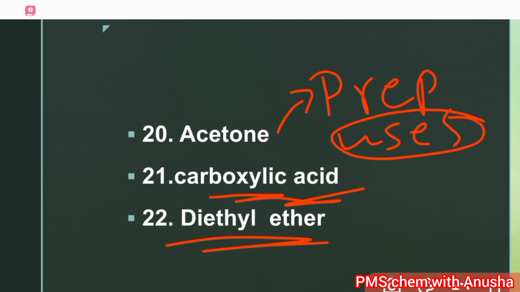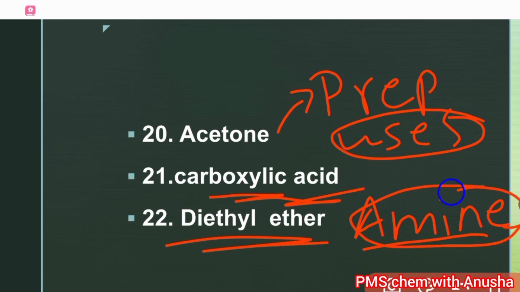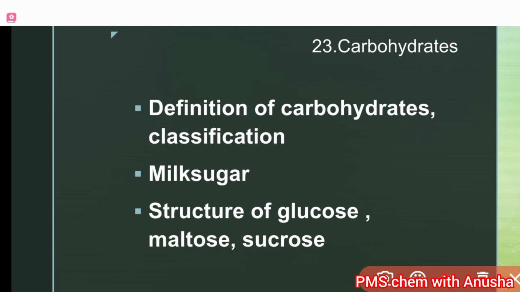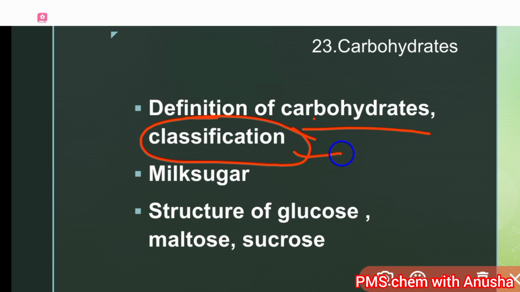In the amine unit, you have to focus on classification of amines and their examples. You have to focus on classification of amines with the example and also definition of amine. Next, 23rd unit, that is carbohydrate. In carbohydrate unit, you have to focus on definition of carbohydrate and their classification depending upon saccharide, monosaccharide, oligosaccharide, polysaccharide, their classification, definition again with example.